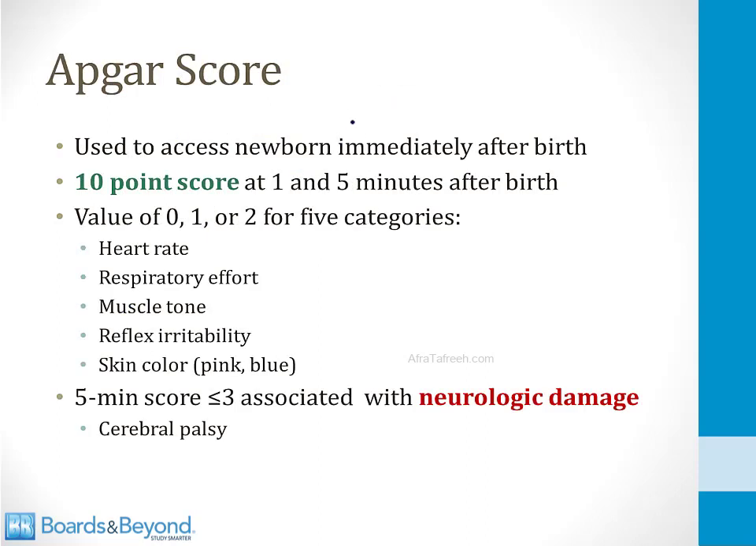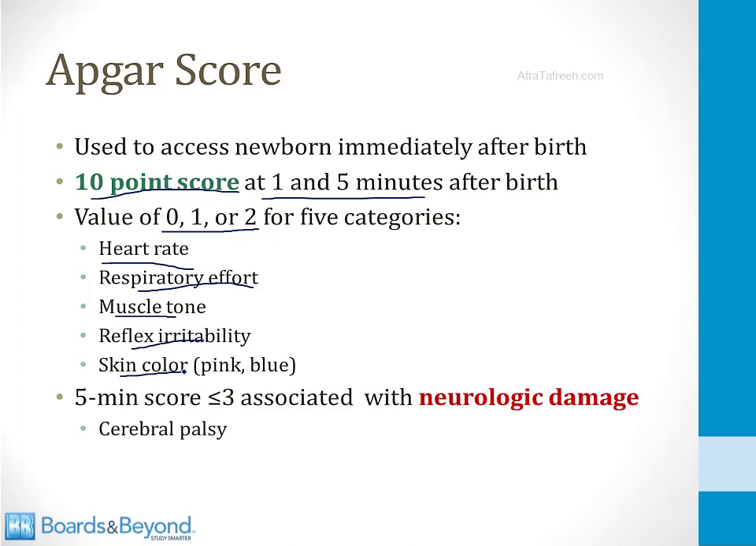The APGAR score is used to assess newborn babies immediately after they are born. This is a 10-point score that's calculated for a newborn baby in the delivery room, usually at 1 and 5 minutes after birth. The way you calculate the 10-point score is by assigning a value of 0, 1, or 2 for 5 categories. The first 2 categories are heart rate and respiratory effort, followed by muscle tone, followed by how irritable the baby is, and followed by skin color, whether it is pink or blue.